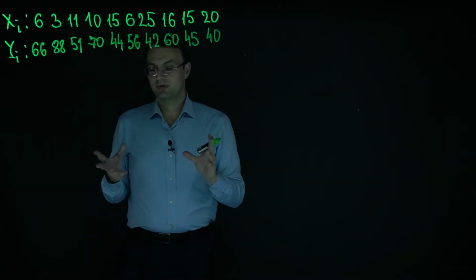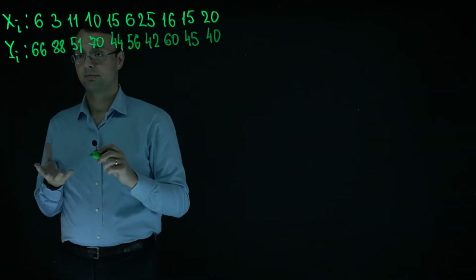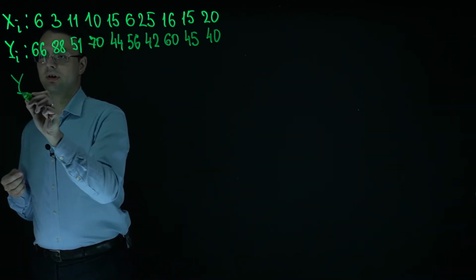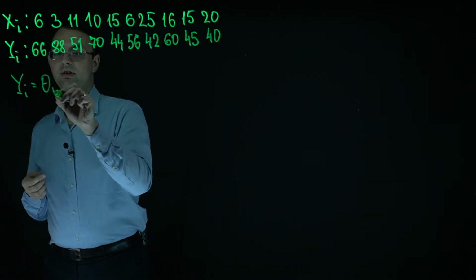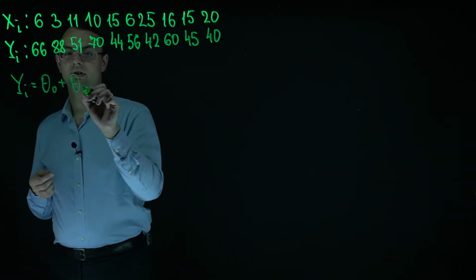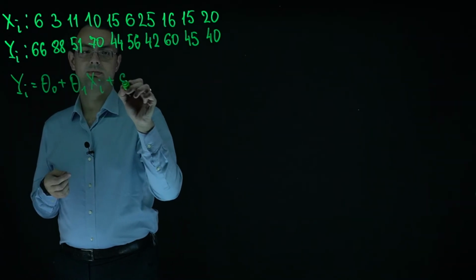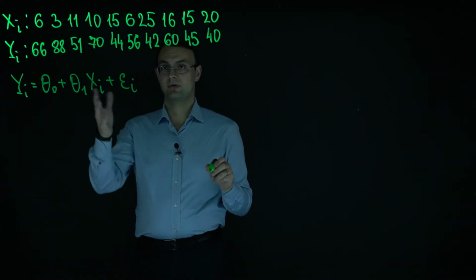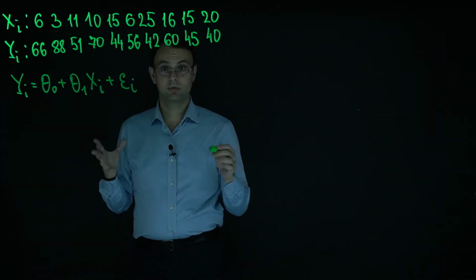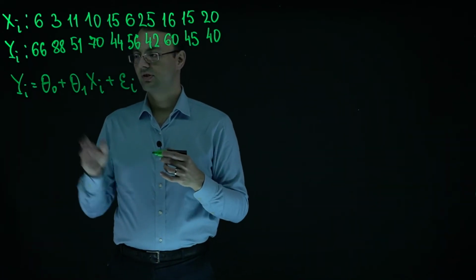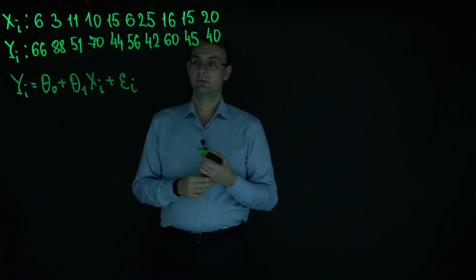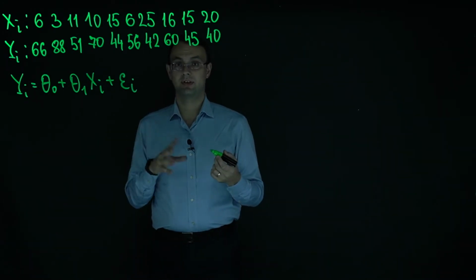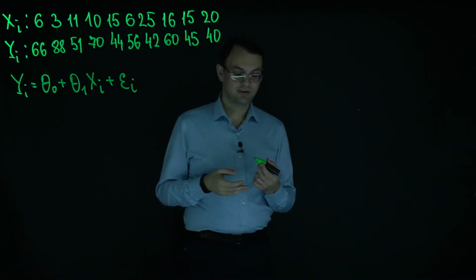And we want to construct a linear regression model. So we say that yi is theta 0 plus theta 1 xi plus epsilon i. So we use the model of the first degree with just two coefficients, theta 0 and theta 1. And we need to estimate theta 0 and theta 1 using the OLS, ordinary least squares method.